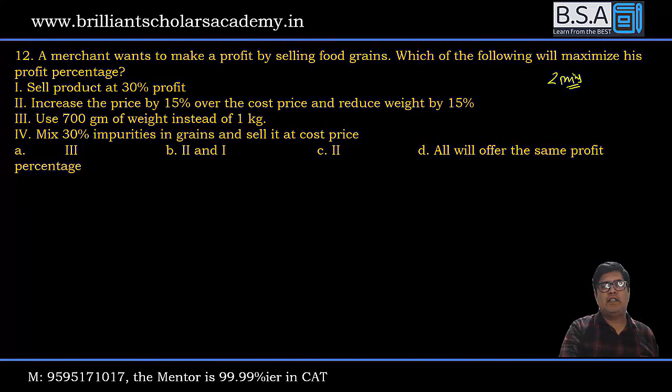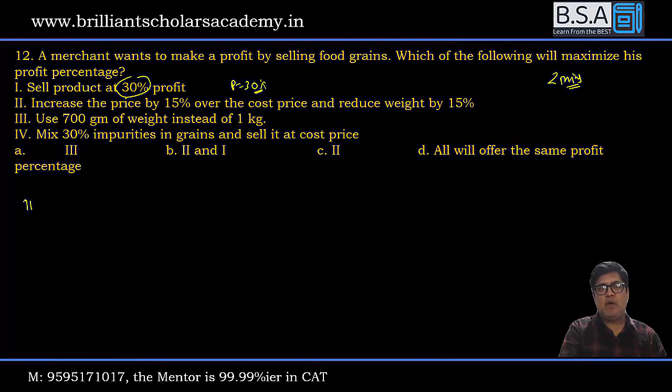Third case, third scenario, first and second, all will offer the same profit percentage. Third one is best, you're saying? So again, individually we have to find out what is the profit percentage. Here we are saying sell it at 30% profit. So directly the profit percentage given to us is 30.